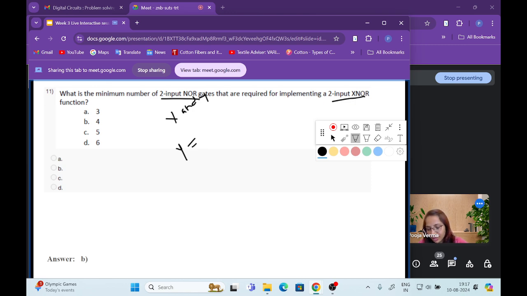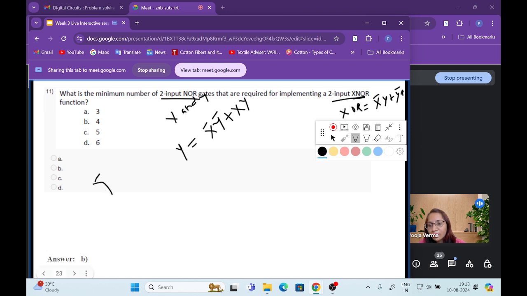X and Y we are giving as the two inputs. So what will be the expression for XNOR gate? That is X bar Y bar plus XY, right? This is the XNOR gate representation. Yes, it is XNOR gate. XNOR gate is given, not XOR gate. XOR gate is X bar Y plus Y bar X, right? And this is the XNOR gate.